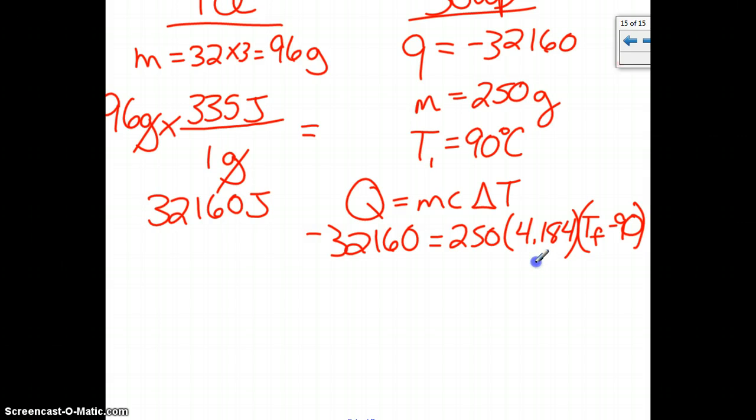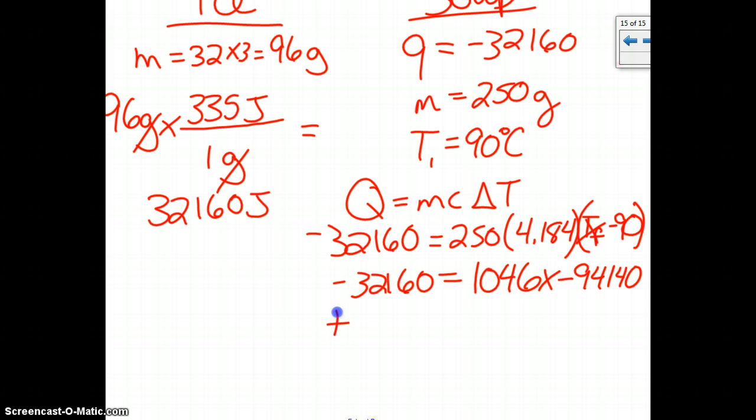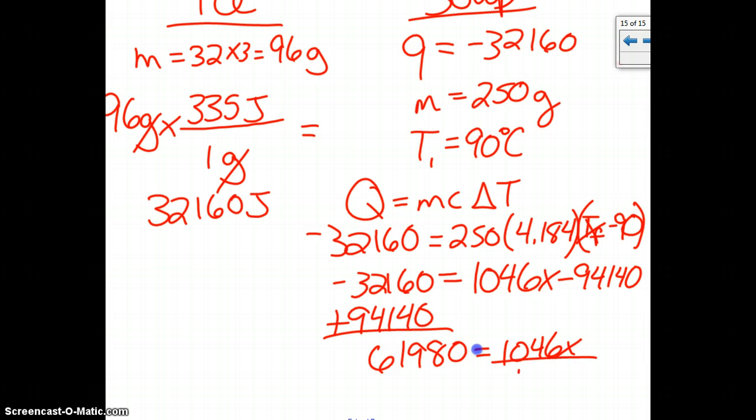All right, now we're just going to do a little bit of math to get everything where it needs to be. I'm going to go ahead and just change this to X at this point. That's what I get when I multiply all that side out. And then I still have my negative 32,160. I'm going to combine like terms, so I'm going to add this to the other side. That gives me 61,980, and that's still equal to this. Divide to get X by itself.